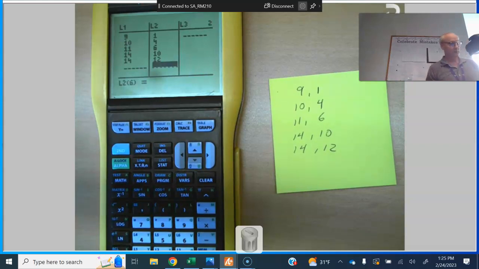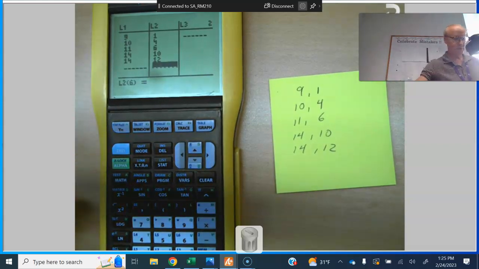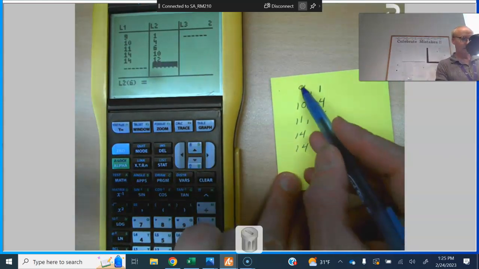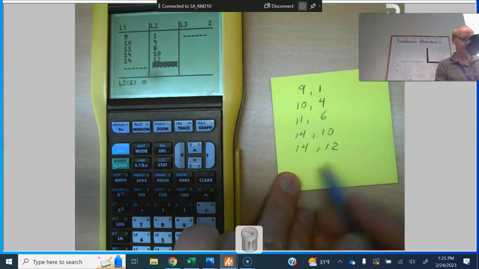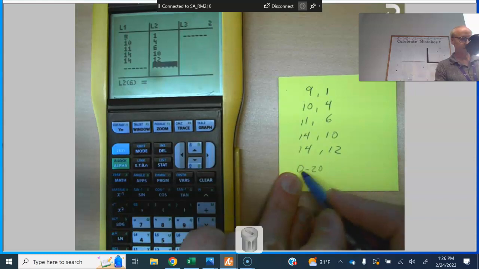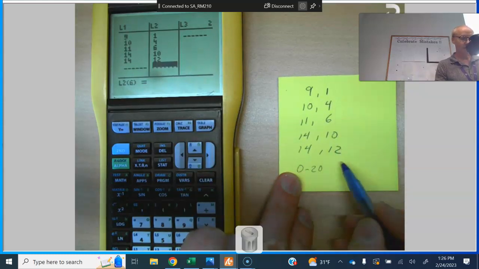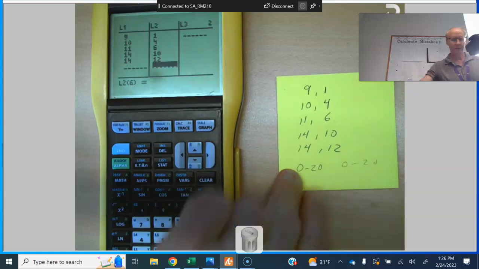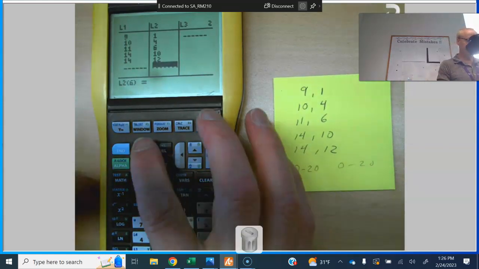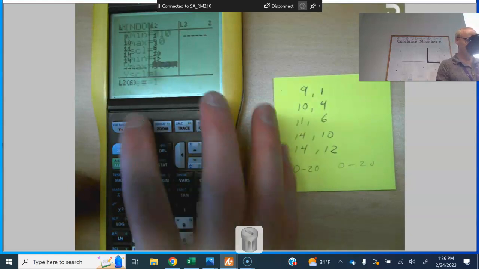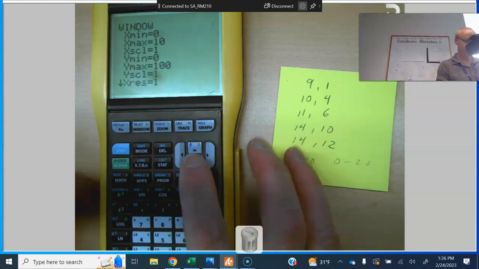And I'm going to have to change my graph. I would go 0 to 20 for days of vacation. That's going to be my X minimum and max. And my Y minimum and max is going to go 0 to 20 as well. I'm just going to change my window 0 to 20, and 0 to 20.